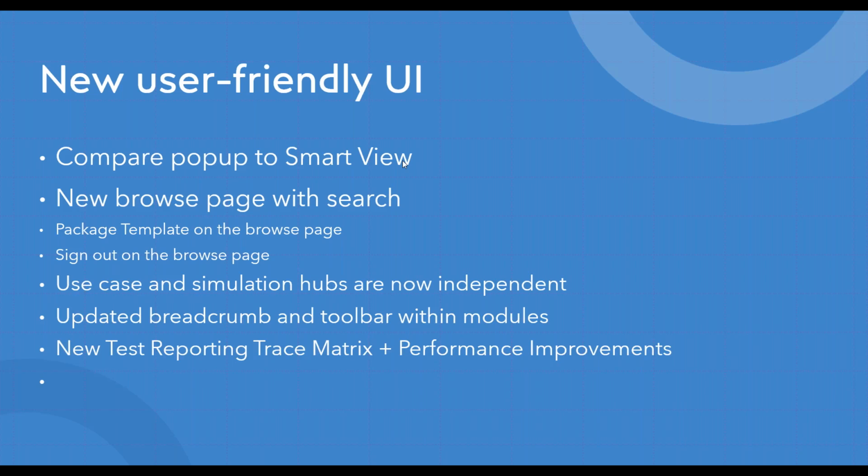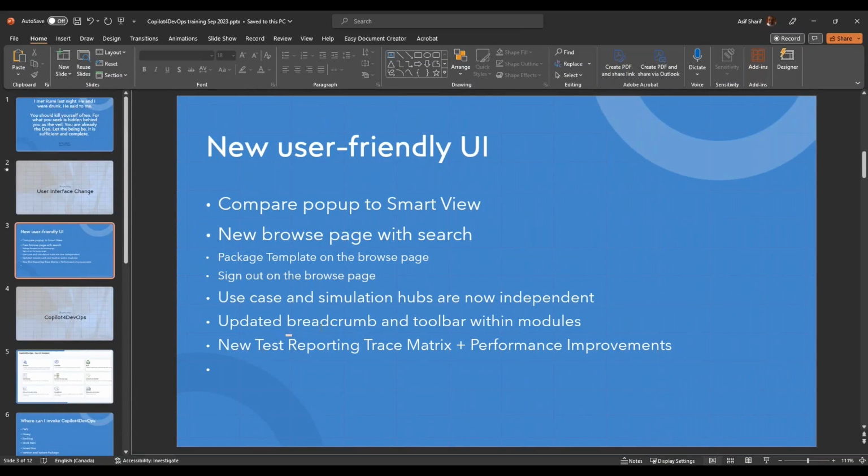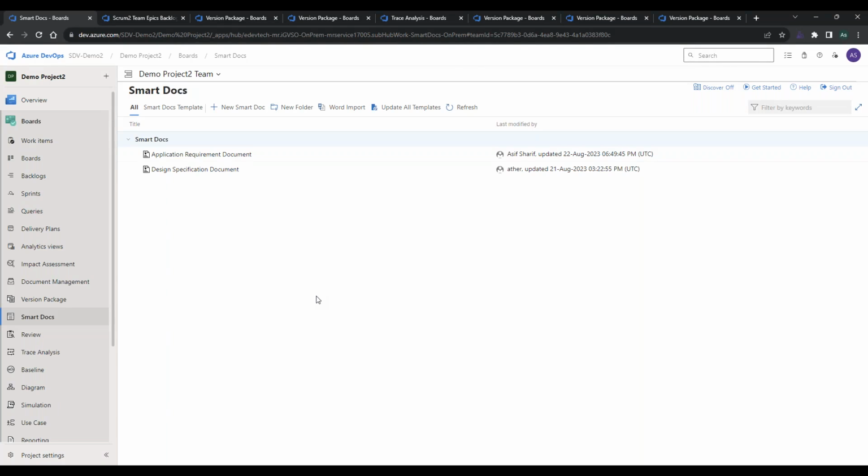And we have now separated. Previously, we had use case and simulation under a single hub. We have separated the hubs. We've got updated breadcrumbs and toolbars within each module. And we've got a new UI for test reporting, much easier to use, very user-friendly. And we've improved the performance on test hub reporting. So let's take a look at what that is before we get to the next piece. The first thing I talked about was what we have here, the new browse page.